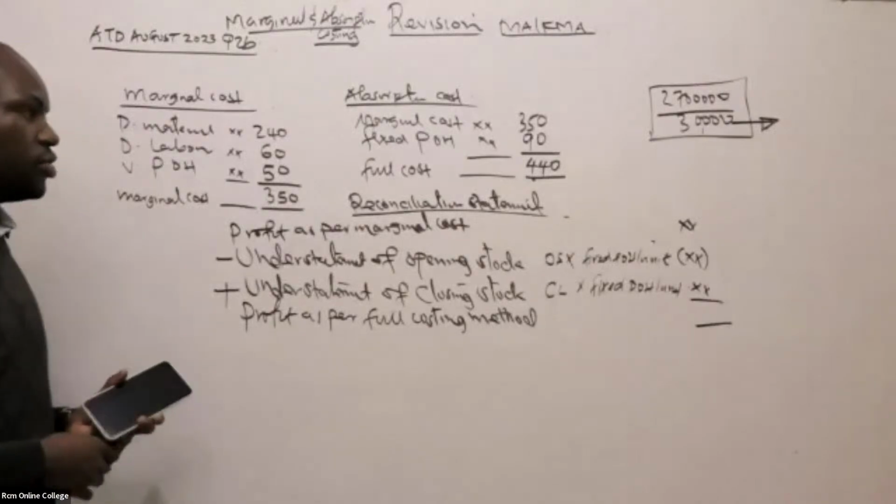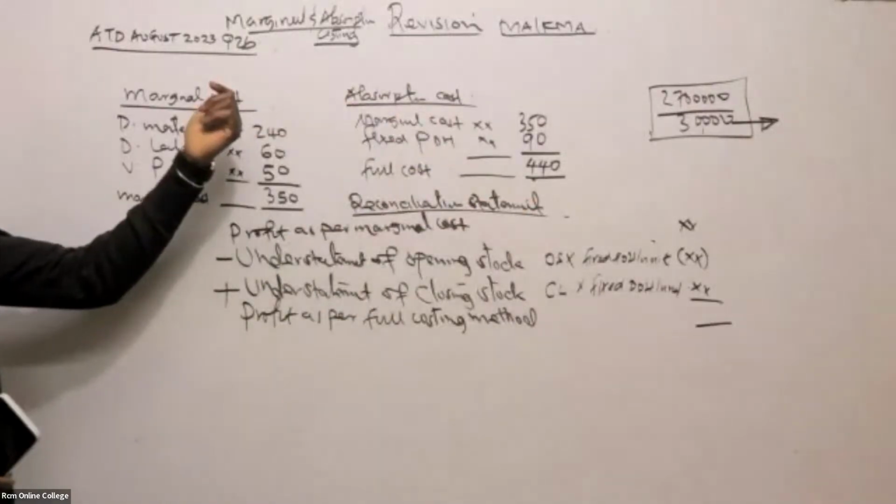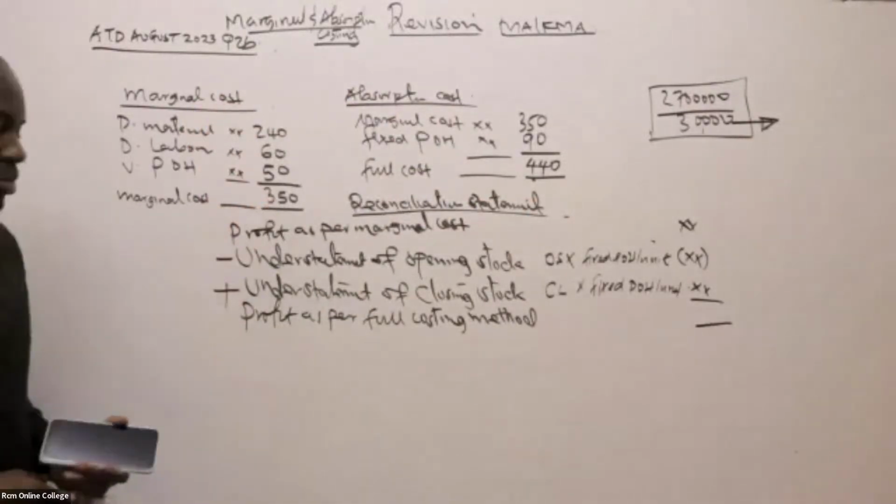Thank you. So what I don't want you to forget is the cost per unit under absorption costing, is the cost per unit under marginal costing.